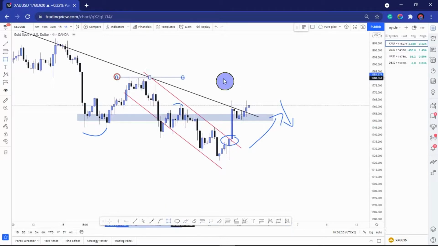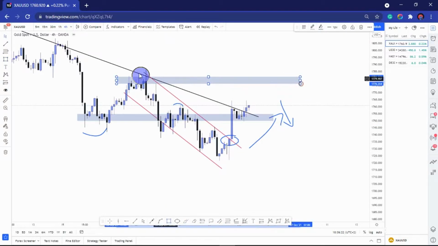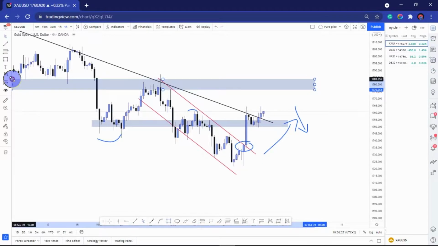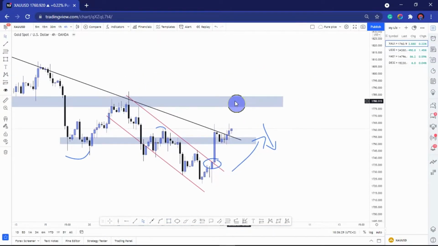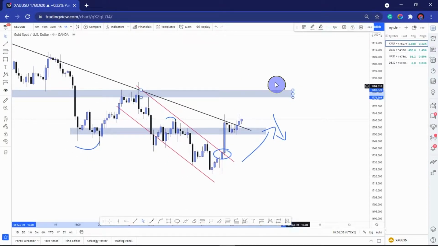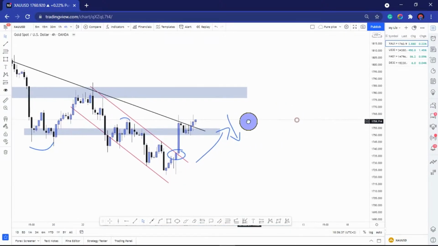Looking at this, here is our next key level. You can see that it was even touched before somewhere there. This is the main level that will decide whether the market is for the buyers or for the sellers.